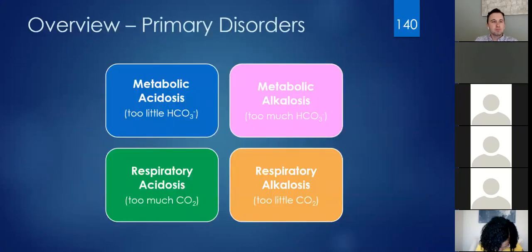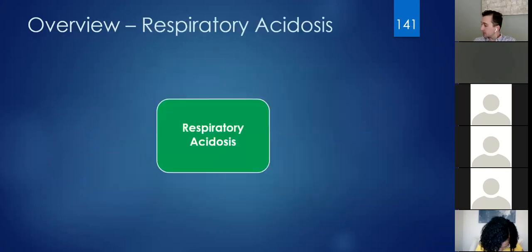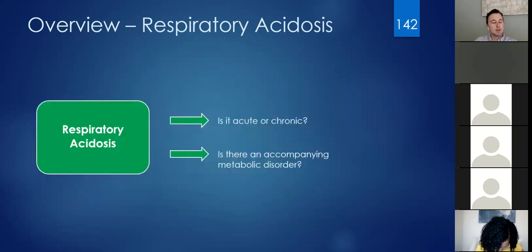All right, let's move on to our next disorder. Okay, respiratory acidosis. As I mentioned, the two questions you have to ask here: is it acute or chronic, and is there an accompanying metabolic disorder? So let's start out here.